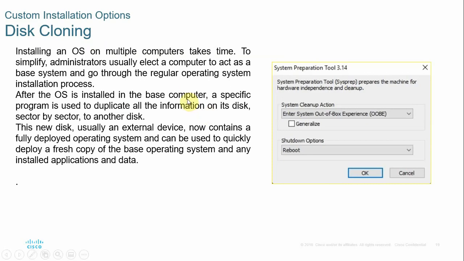After the OS is installed on the base computer, a specific program is used to duplicate all the information on its disk, sector by sector, to another disk. So it is like cloning. Same as what you have in one system will be there in another system.